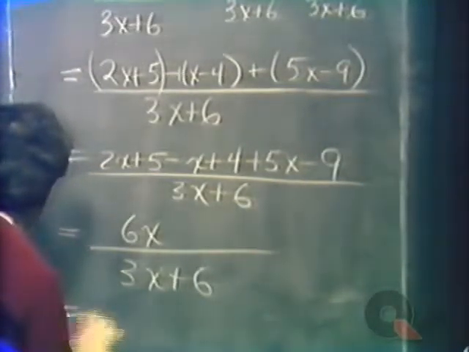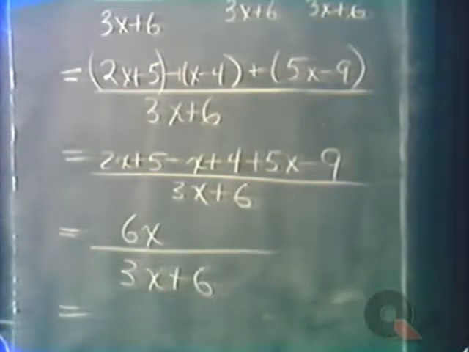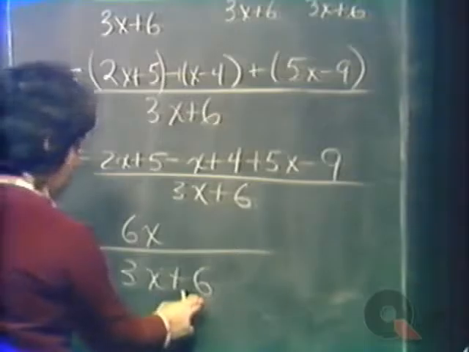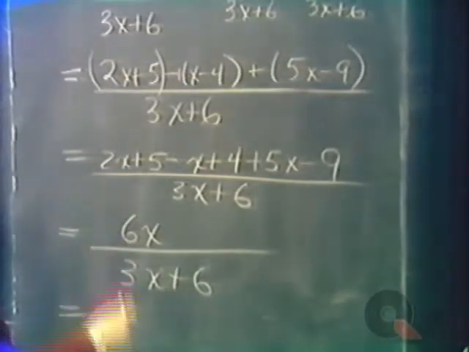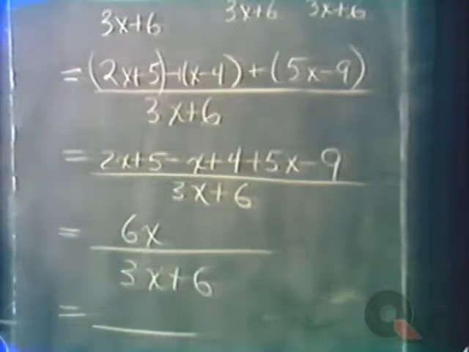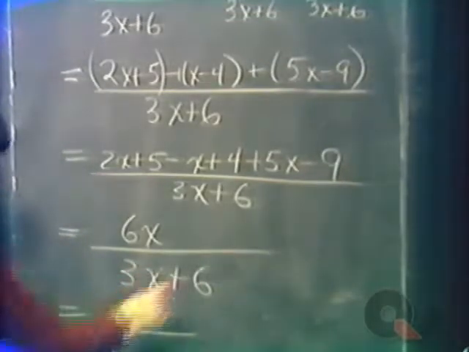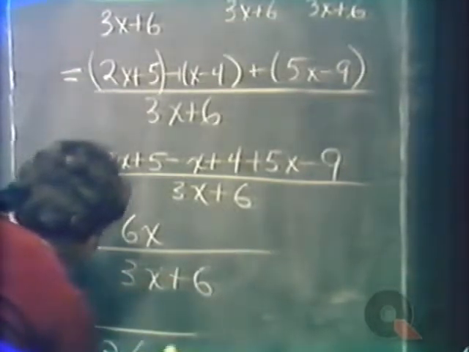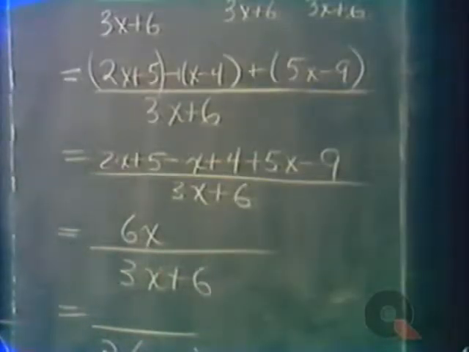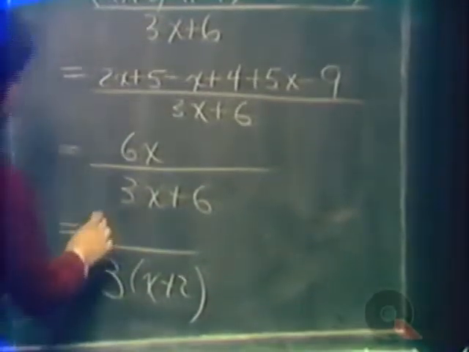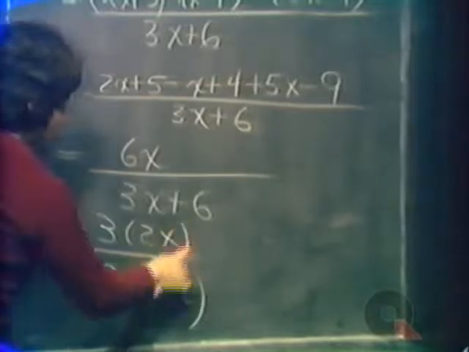We'd like to put this into lowest terms, so we want to reduce this. You just don't cancel out the 6's, because 6 is not a factor downstairs. But what you can do is factor the numerator and the denominator. The denominator, you can pull a 3 out. It's a common factor for the two terms, leaving us with 3 times x plus 2. In the numerator, 3 is also a factor, leaving us with 2x.